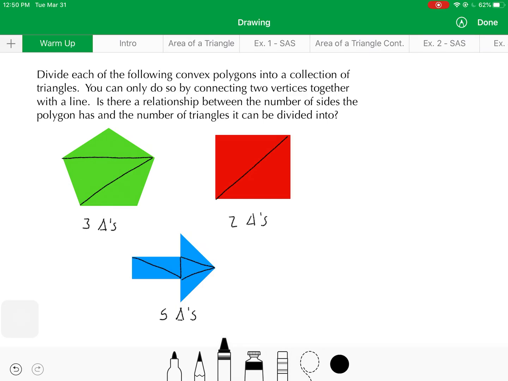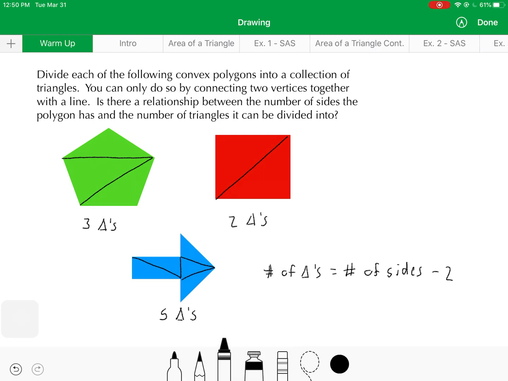Now consider the number of sides in relationship to the number of triangles we've divided these figures into. For the pentagon, you've got 5 sides and 3 triangles. For the rectangle, 4 sides and 2 triangles. For the arrow, we have 7 sides and 5 triangles. You see the connection there? The number of triangles is equal to the number of sides subtracted by 2.